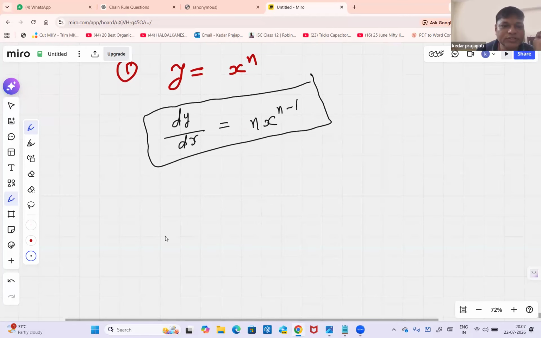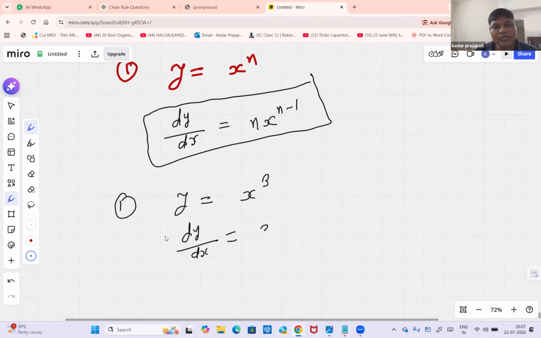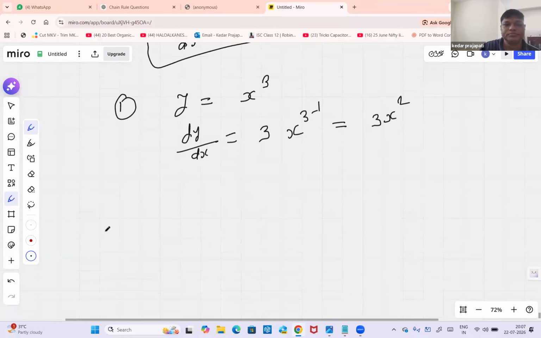Now let's assume I am writing y equal to x to the power 3. What will be dy by dx for this? In place of n put 3, x to the power 3 minus 1. It will be 3x square.